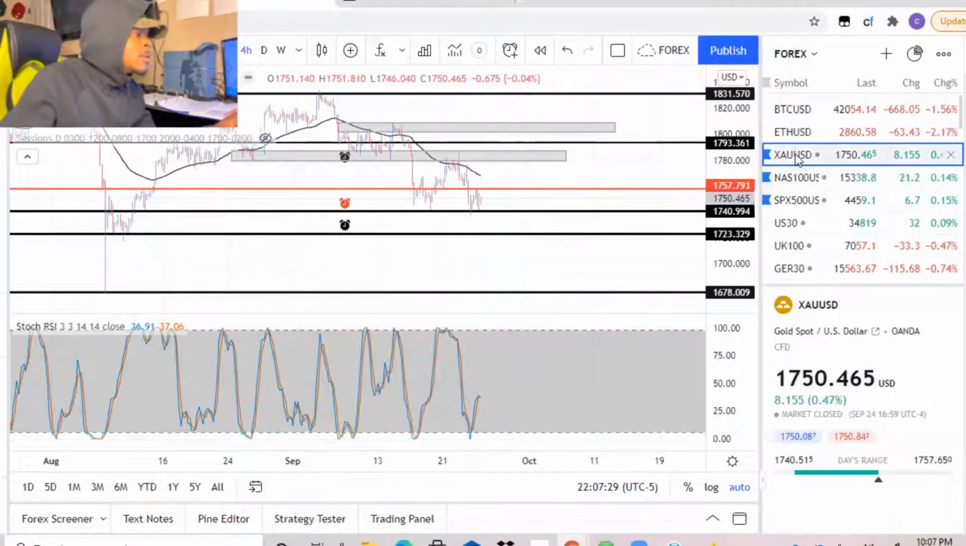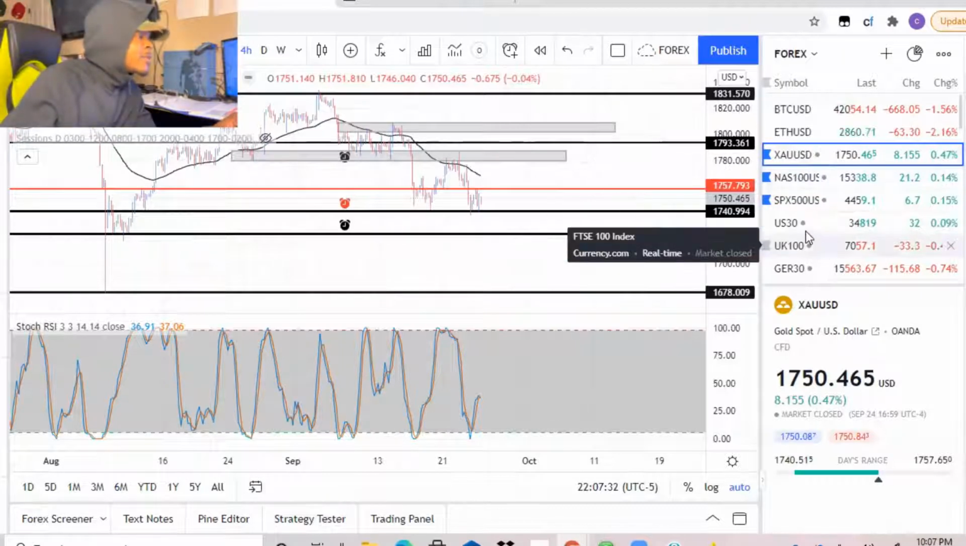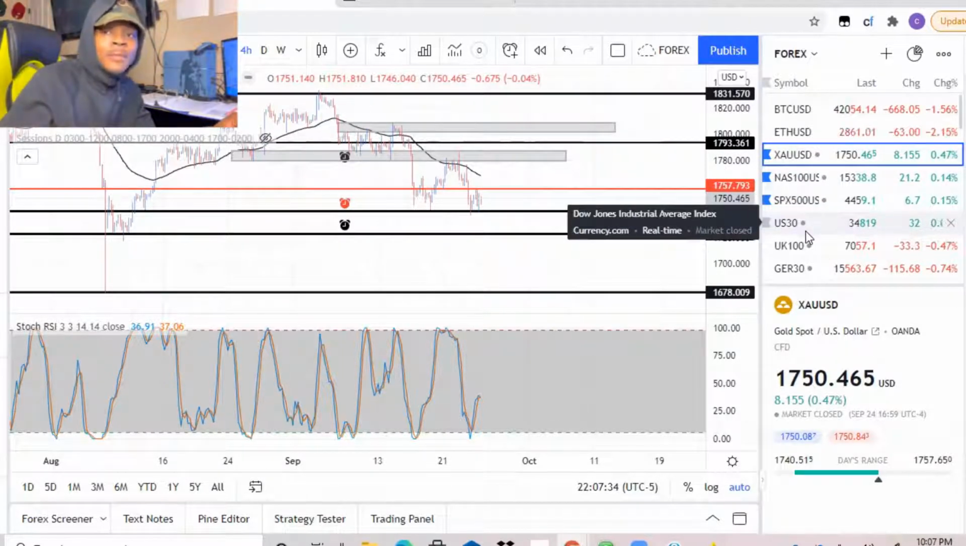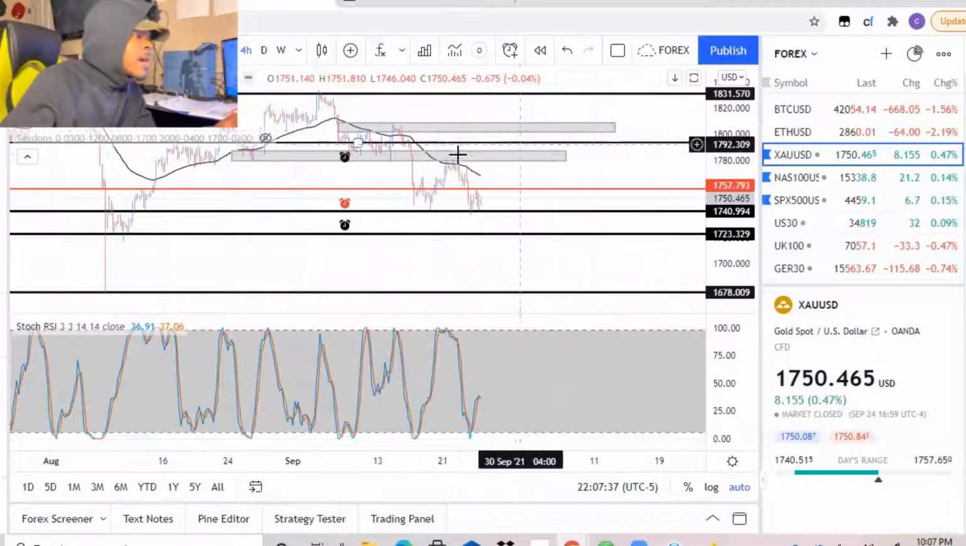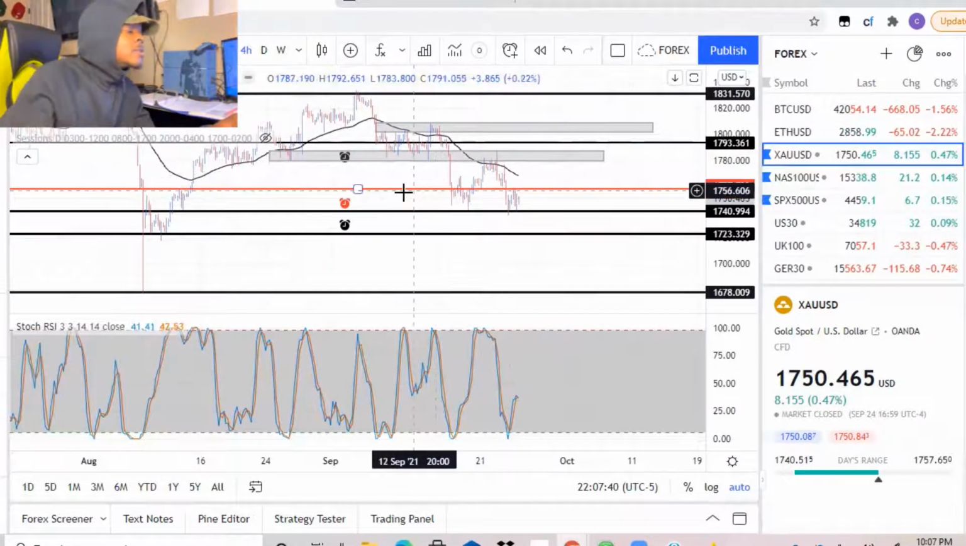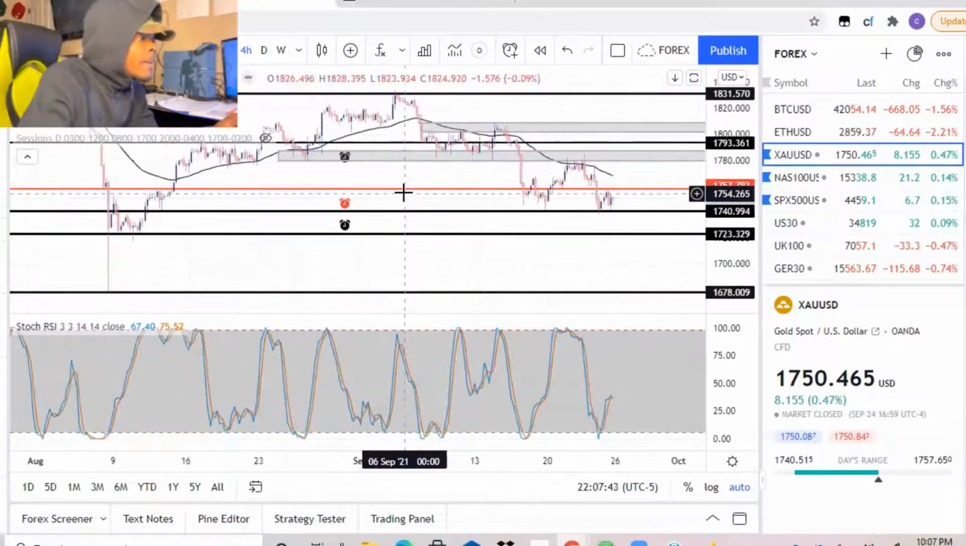These are really the only two currencies that I trade, Nas and gold. I'm gonna be honest with you, I don't have the capital to trade 30 yet, but I like 30 too. So Nas and gold is really what I trade a lot. So let's go over this. All right.